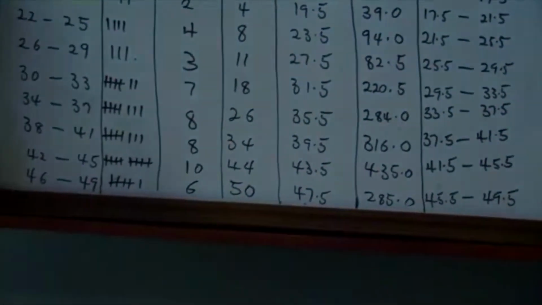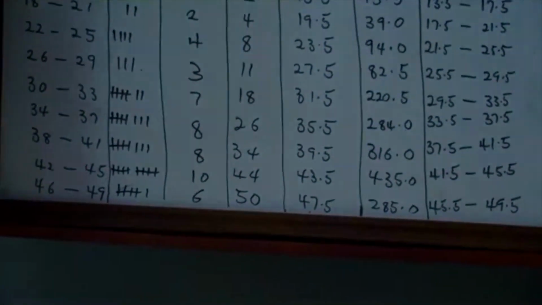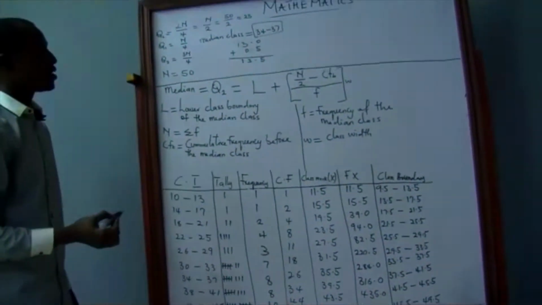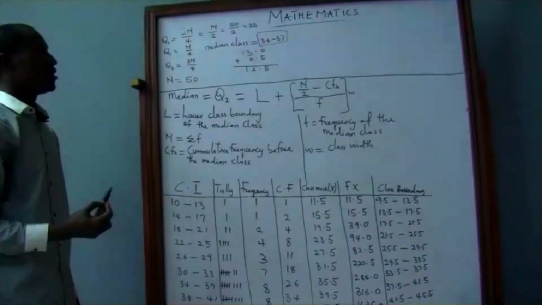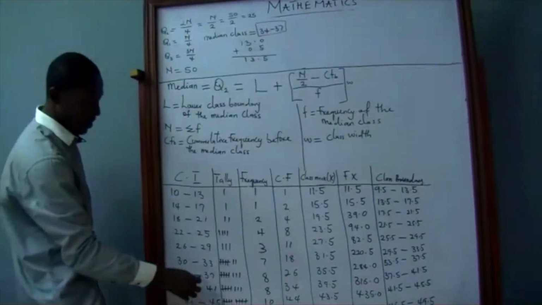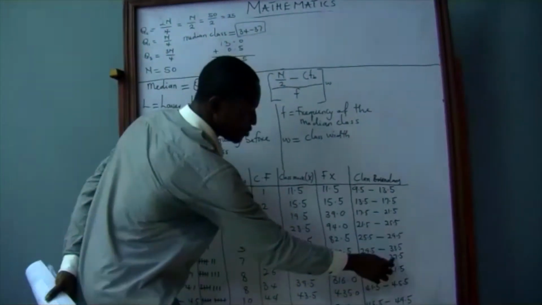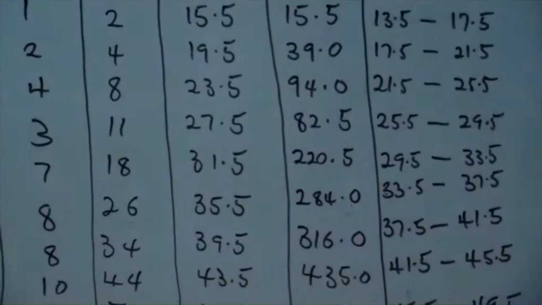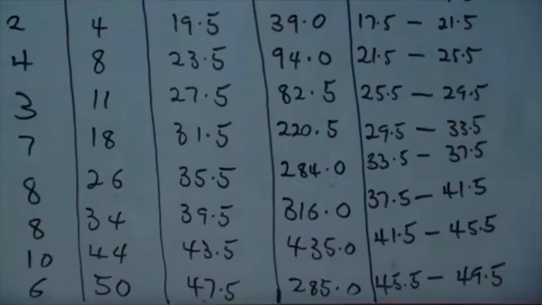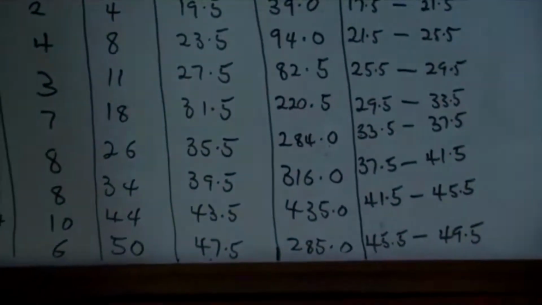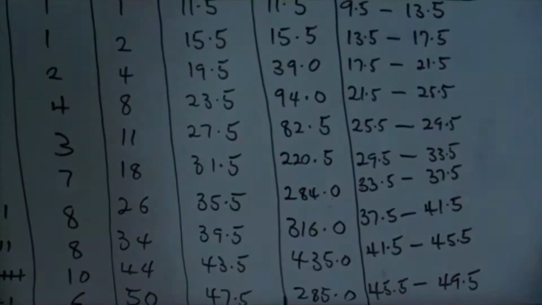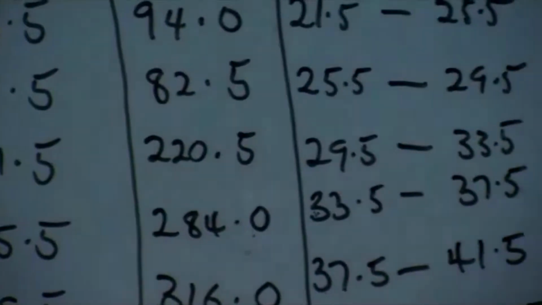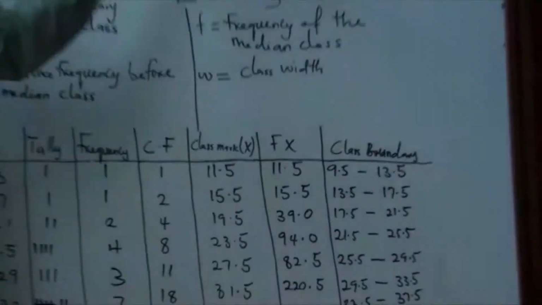Now, we were able to get the median class as 34 to 37. So what is the lower class boundary of the median class? From here down to the class boundary, the lower class boundary of the median class is 33.5. So L equals 33.5. N over 2, I've already gotten that, 25.